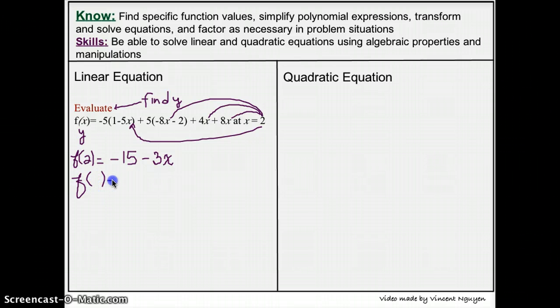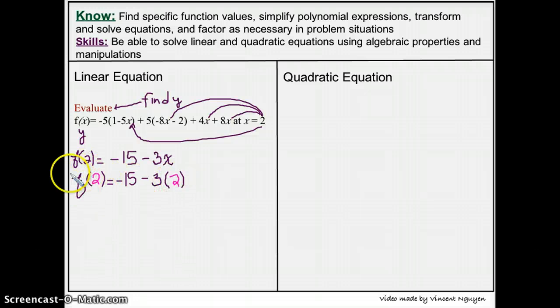So I go down here and rewrite my equation exactly as it appears. In place of x, I'm going to leave a little space, and in that little space, guess what value is going to go? Well, you guessed it, 2 is going to go there. So I'm going to put 2 in for x. That means I am evaluating this f of x at 2.